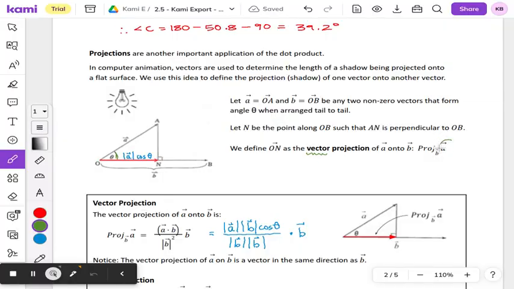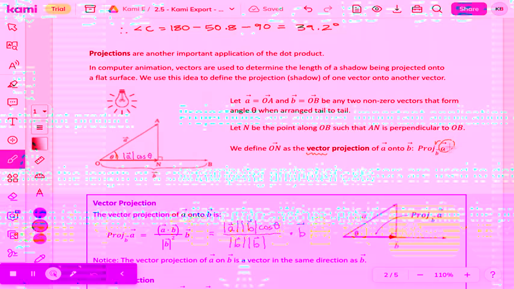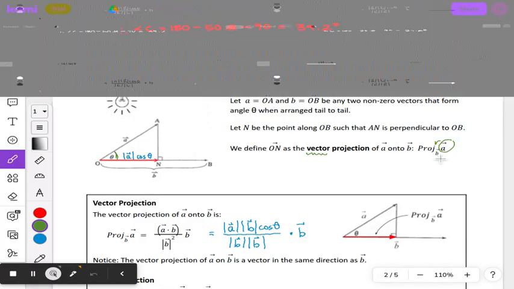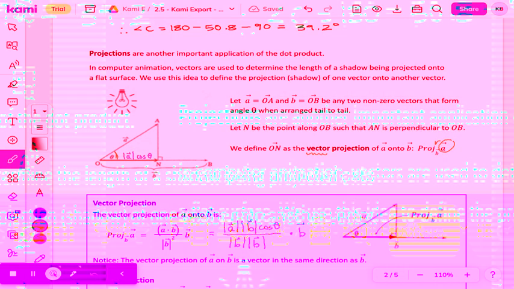You can think about it as A being the big letter here, and it's projecting itself down onto B. So just be very careful when you're reading this. Is it A onto B or B onto A? Well, it's A, because it's the big letter, onto B, which is the little letter.